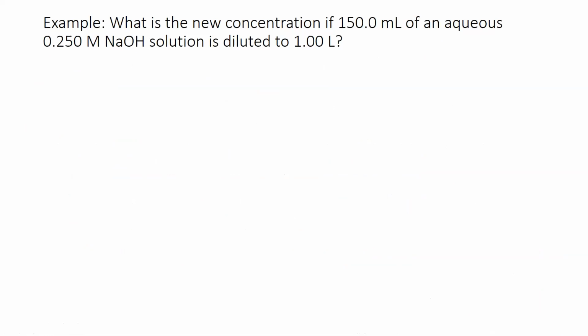So we look at our example question. What is the new concentration of a 150 milliliter aqueous solution of 0.250 molar sodium hydroxide after it's diluted to 1 liter? So we have 150 milliliters of 0.250 molar sodium hydroxide. We're going to dilute that to 2 liters.